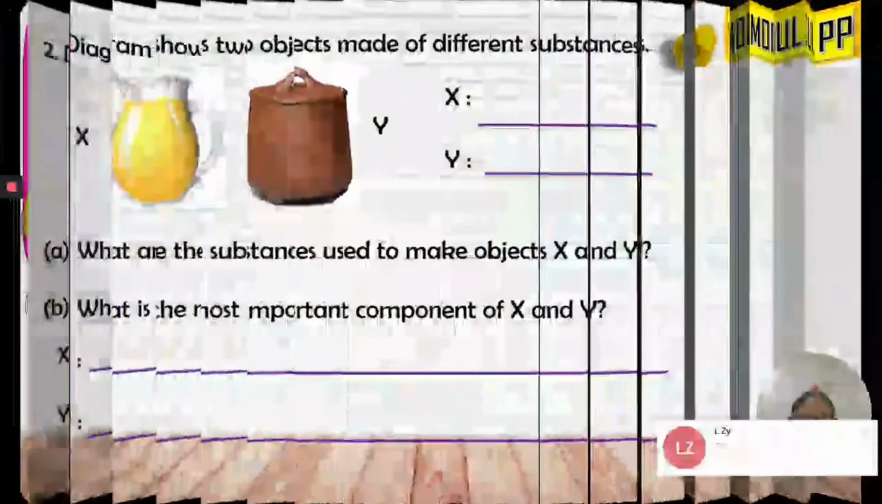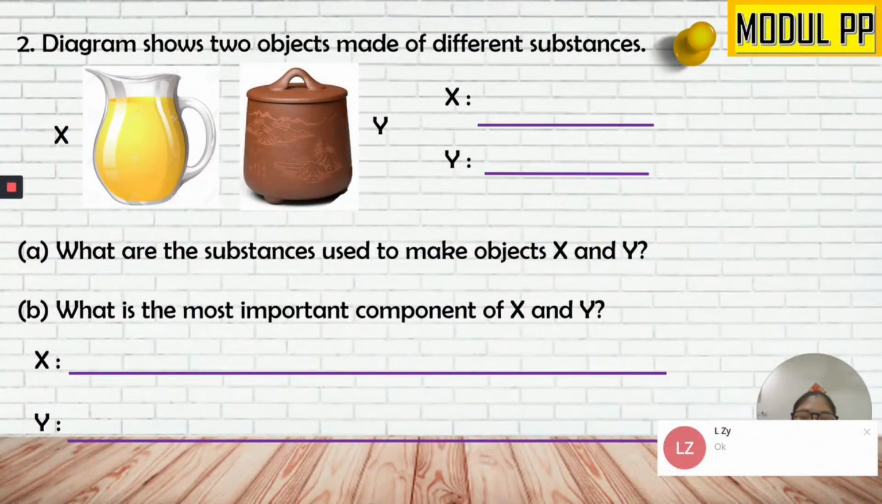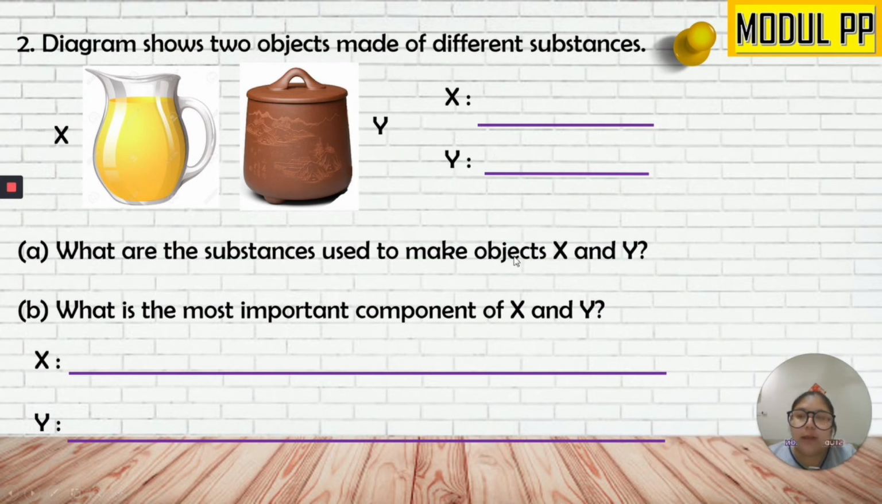Then we go and see the next. The next one is a diagram that shows two objects made with two different substances. X is a jug, another one, Y is a mug. Now they ask what's the substance we use to make this object. Following this topic, we learn about glass and ceramic, is it? So the X sure is a glass. The Y sure is a ceramic.